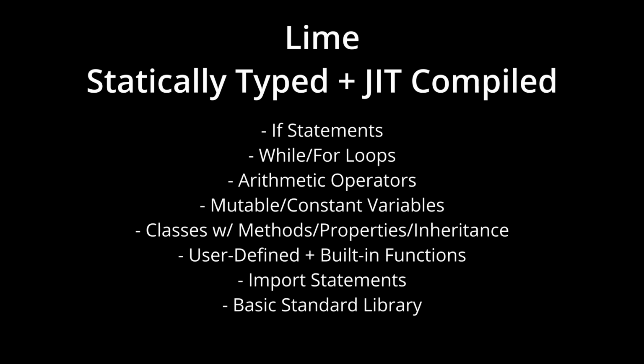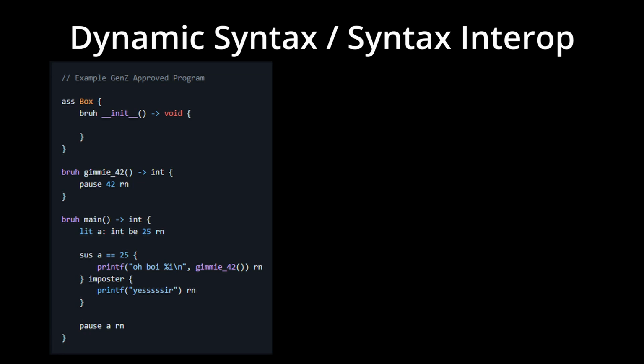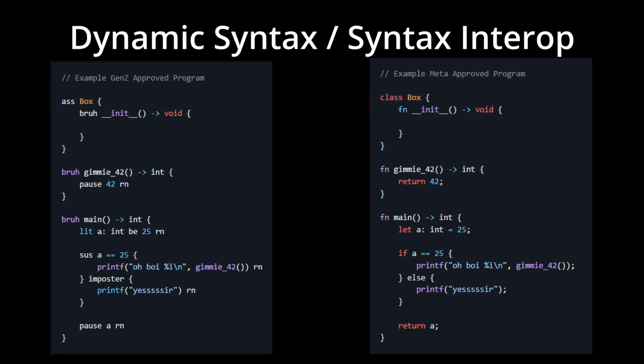We're going to have import statements, built-in functions, a basic standard library, and something unique that I haven't seen really before. Please let me know if this exists somewhere else. But we're going to have some syntax interop. So you're going to have two different ways, two different types. You could honestly implement as many different types of syntax as you want, but they're all going to work the exact same. The two examples I'm going to show is we're going to have a Gen Z approved syntax for our language, and we're going to have a regular meta approved syntax for our language. So let's move on to our lexical analysis explanation.